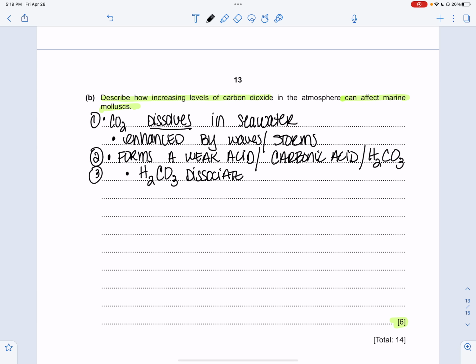dissociates or breaks down, but dissociates is the correct term. It's underlined, which means we need to include it in the answer. Similar to the dissolved at the top, dissolves is how CO2 gets in there. It's not diffusion. It's dissolves. It would be diffusion if it was the same state of matter. So a liquid to a liquid, a gas going into a gas.